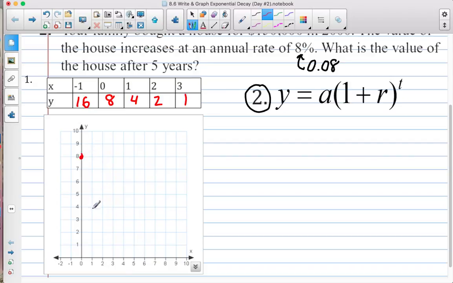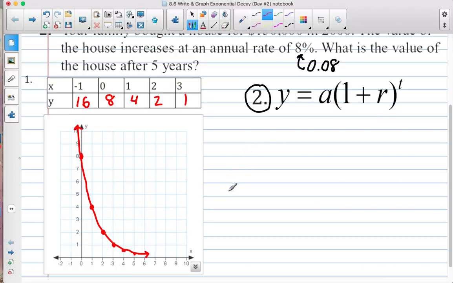The next one is 1, 4, then 2, 2, then 3, 1. If you wanted to, you could say then 4 would be at a half, 5 would be at a quarter, 6 would be at an eighth. You get the idea. And it would end up looking like this. One thing to note is it is never going to touch that x-axis. Even if you keep cutting in half, you're never going to get a y of 0. So it looks like that. There's your graph for number 1.